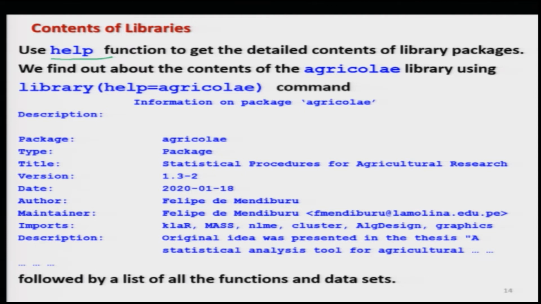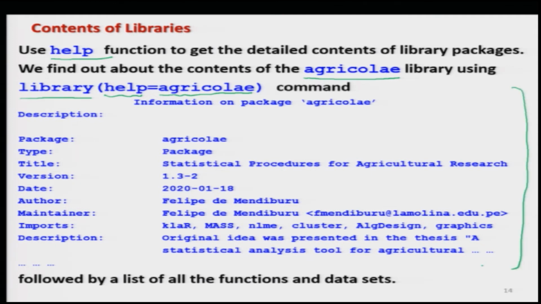For example, if you want to know what is there inside the package Agricolae, AGRICOLAE, then you have to use the command library. Inside the parenthesis you have to write help equal to the name of the package, meaning Agricolae. Right. And then you can just copy and paste this command, or you can type this command correctly on your R console, and you will get this type of information.